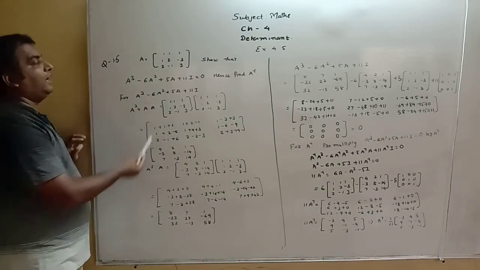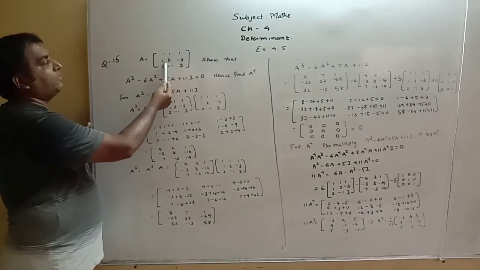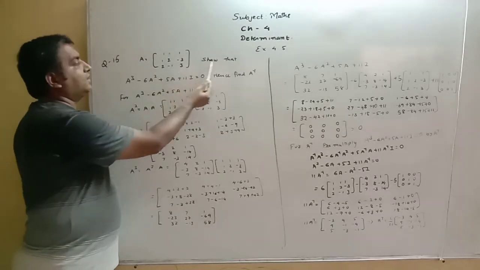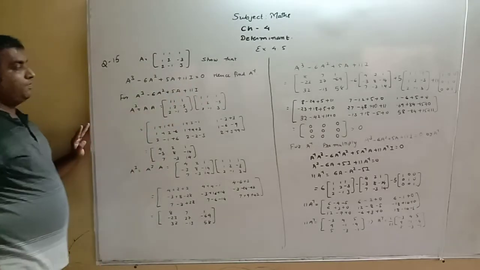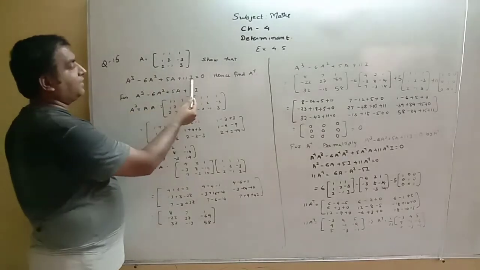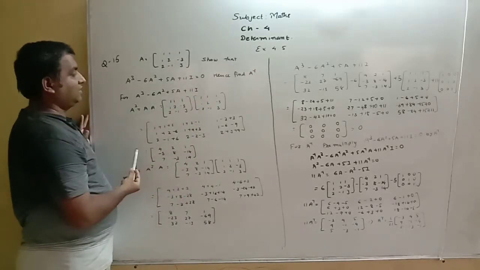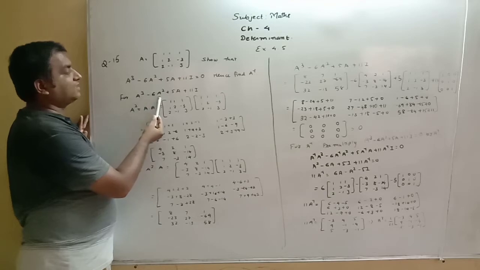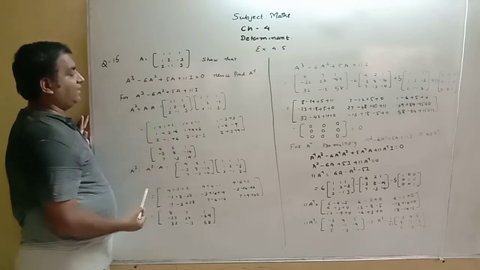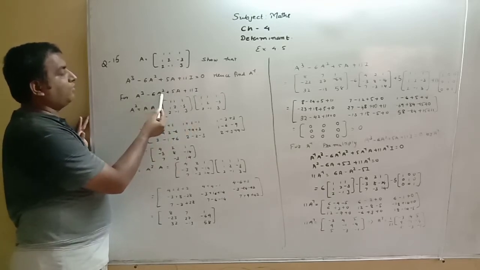Question 15: we have A equals the matrix [1 1 1; 1 2 -3; 2 -1 3], so that A cube minus 6A square plus 5A plus 11I equals 0. Hence find A inverse. So for A cube minus 6A square plus 5A plus 11I, we want A cube, so we want A square.